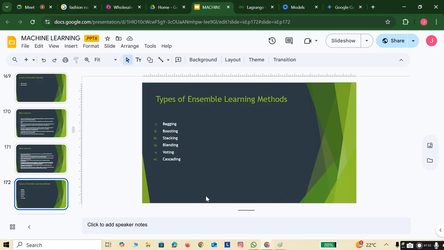So the types of ensemble learning methods are: bagging, boosting, stacking, blending, voting, cascading.